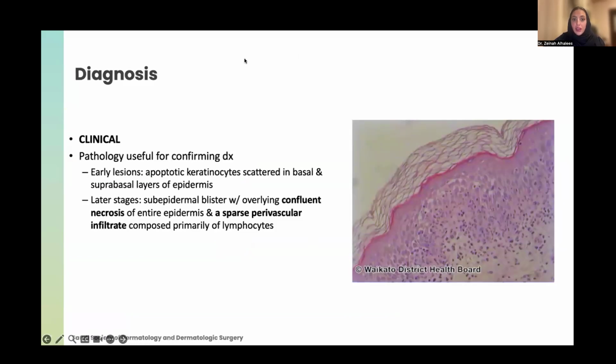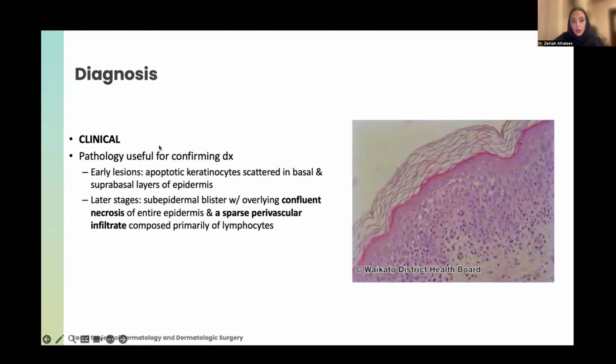So diagnosis. Diagnosis is clinical. You're not going to wait for the biopsy, obviously, right? You see the patient, you know this is an SJS-TEN, and you do the biopsy just medico-legally, obviously, and to confirm your diagnosis later on. But you're not going to wait on the biopsy before managing the patient.